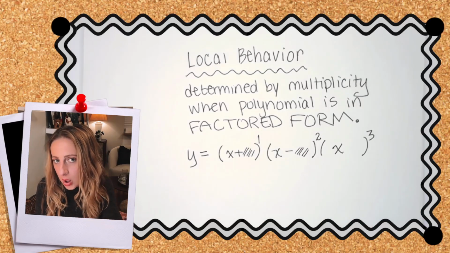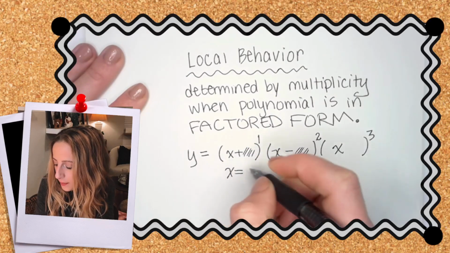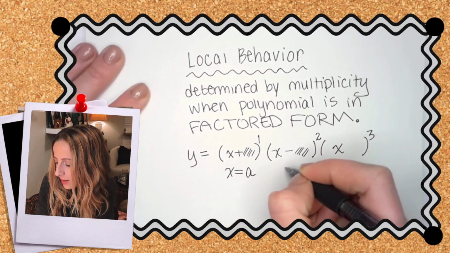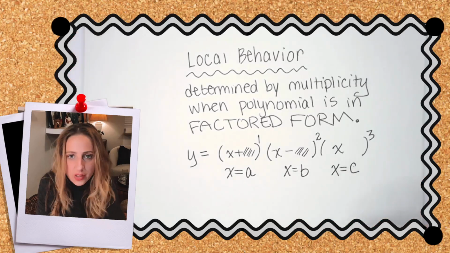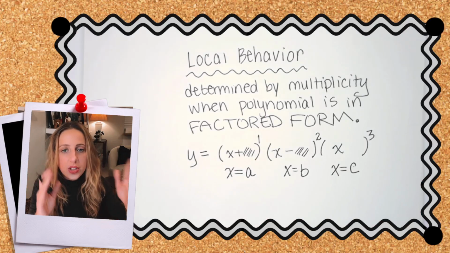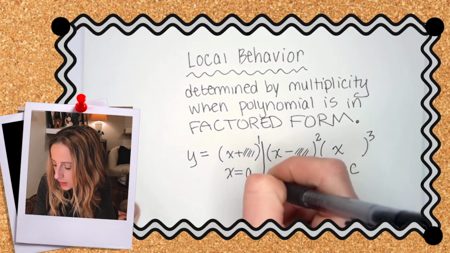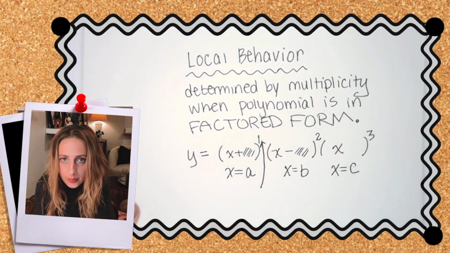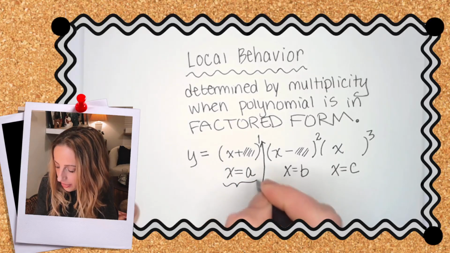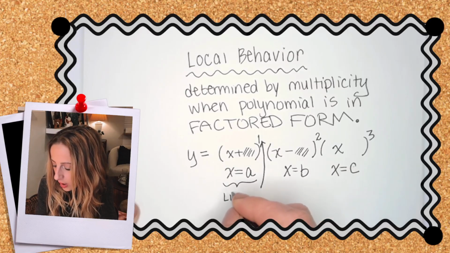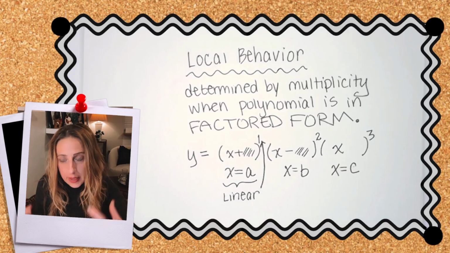You also had set them all somewhere along the way equal to 0 to get your x-intercept. So x equals, I'm going to call this x-intercept A. This one is x equals B. And then here x equals C or 0, whatever, okay? We just got these 3 random x-intercepts. Now, if the multiplicity is 1, a 1 for the power on the outside of your factored form means that that x-intercept will behave like a linear equation. So it's a linear local behavior.